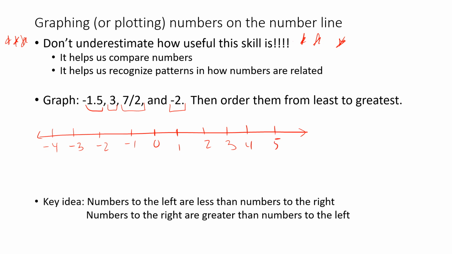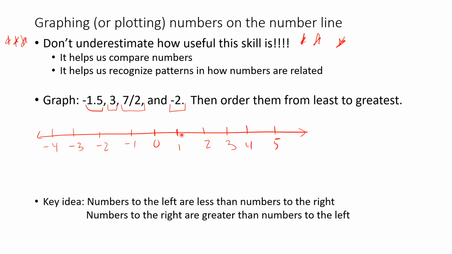So -1.5. You want to really picture where we're going here. So -1, and then we're going to go 0.5 more. So we're going to be located in between the -1 and the -2. Now, the other way you might do that is to leverage opposites.